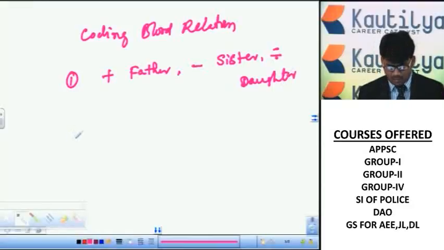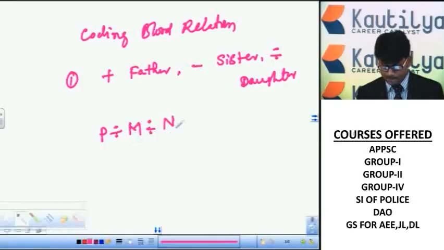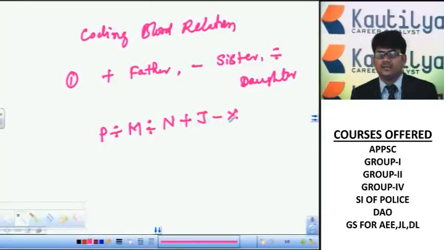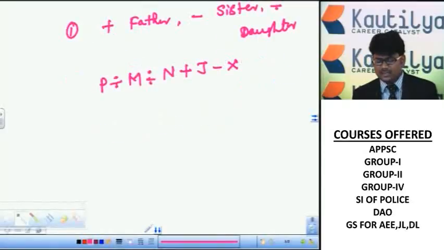The given question is, how would P be related to X? In the given expression, plus means father, minus means sister, and divided by symbol denotes daughter. Here P divided by M: the divided by symbol clearly denotes daughter. P is the daughter of M.